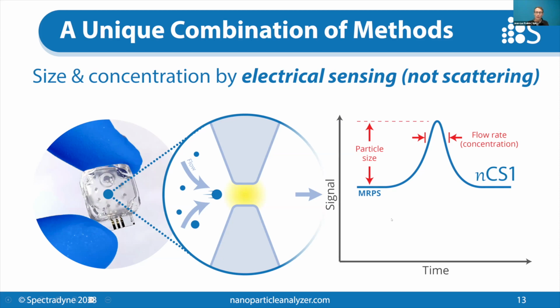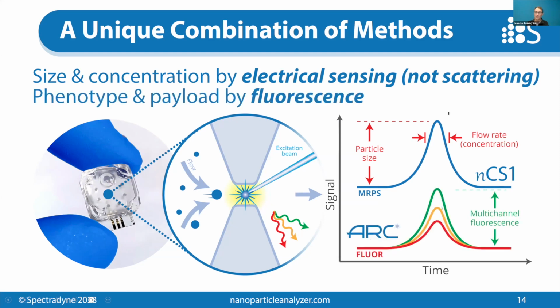What we've done in the ARC has been to couple this with fluorescence of single particles, just like in a flow cytometer. So now we're exciting each particle as it goes through the constriction and measuring the fluorescence that's emitted from the particle in up to 3 optical bands simultaneously with the electrical signal. Okay, so from this single measurement, we're getting an electrical measurement of size and concentration, as well as an optical measurement of fluorescence in up to 3 optical channels.